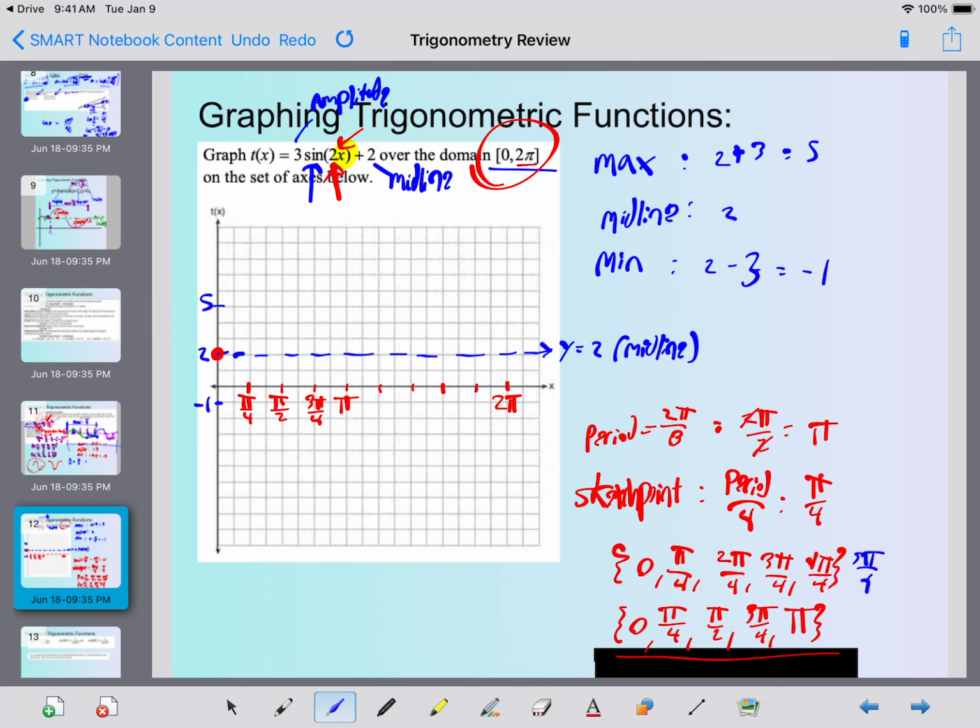Like this would be 5 pi over 4, right? This would be 6 pi over 4, which simplifies to 3 pi over 2. This would be 7 pi over 4, 8 pi over 4, which would just be 2 pi. Okay.